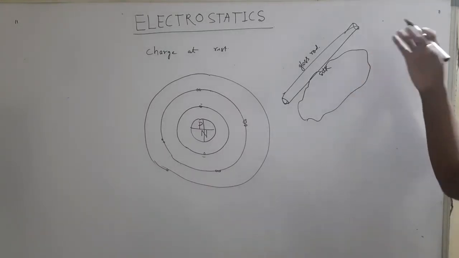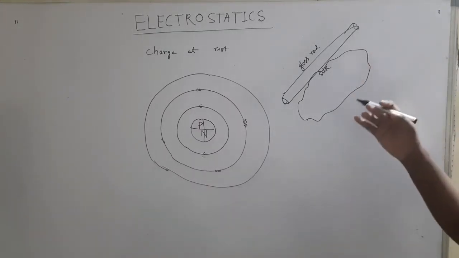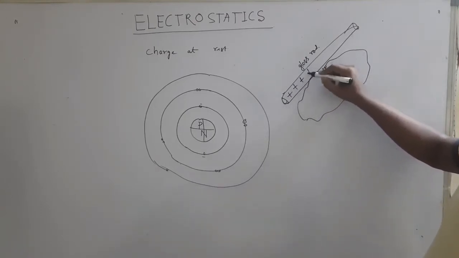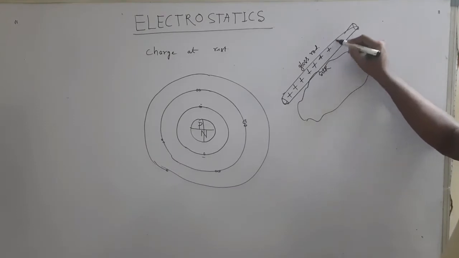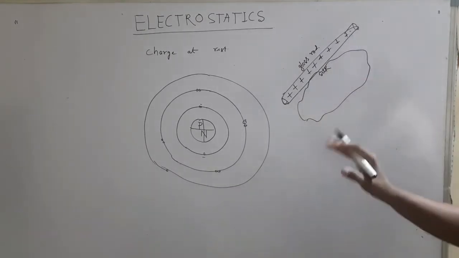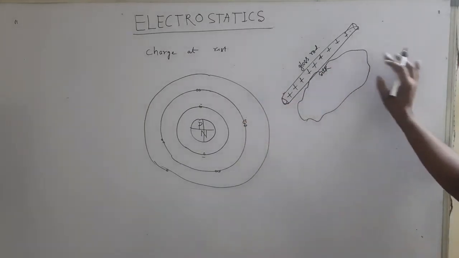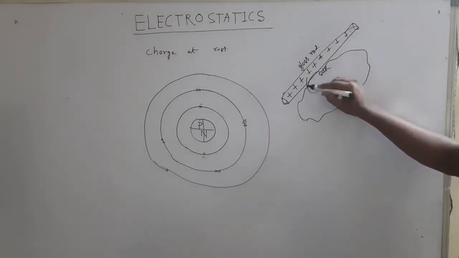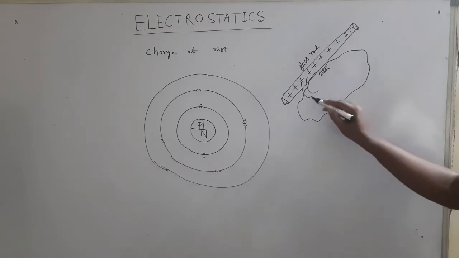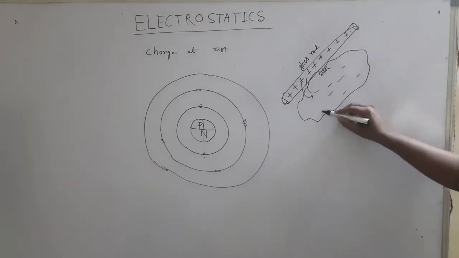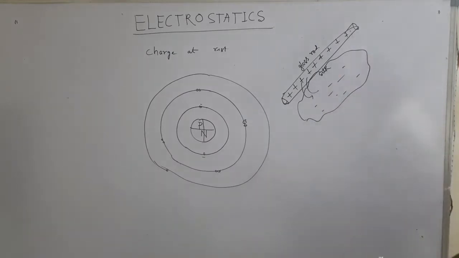Later it was concluded with the help of different experiments that this charge is called positive. And the idea was given that when two bodies are rubbed, then electrons get transferred from one body to another body. So the electrons get transferred to the silk, and the silk becomes negatively charged, and the glass rod becomes positively charged.